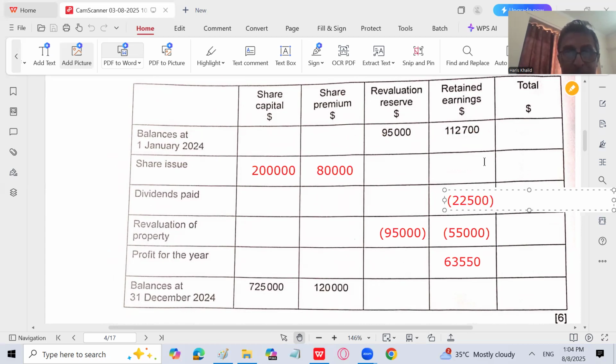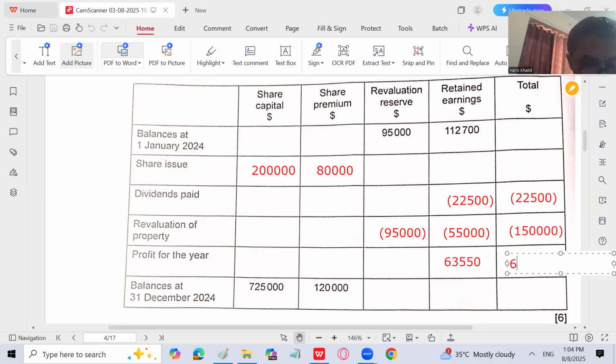Okay, so let me write it in the next column also. That becomes 22,500 as a negative. Here I will write the revaluation of property. There is a decrease of 1,50,000 in total. Then profit for the year, there is an increase of 63,550 in the total of equity, statement of changes in equity. Then with the share issue, there is an increase of 2,80,000 in the total equity, right?